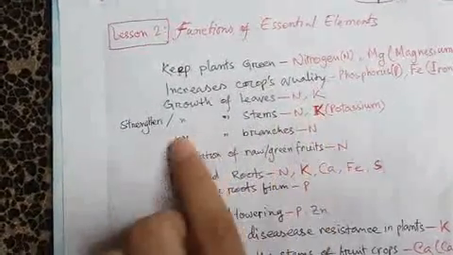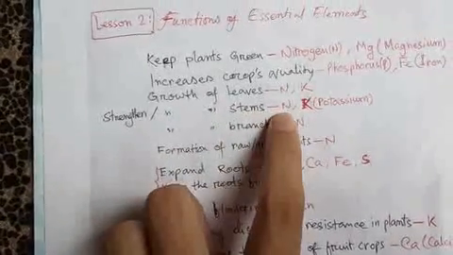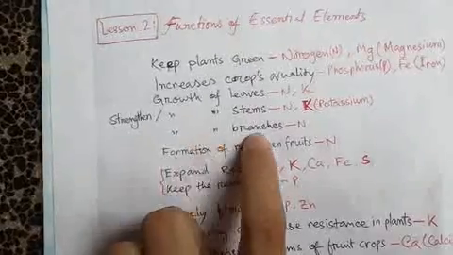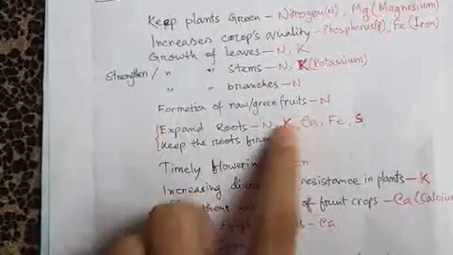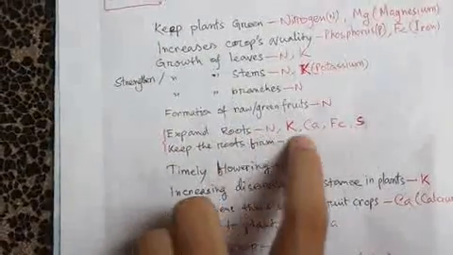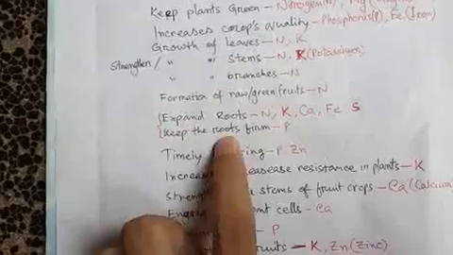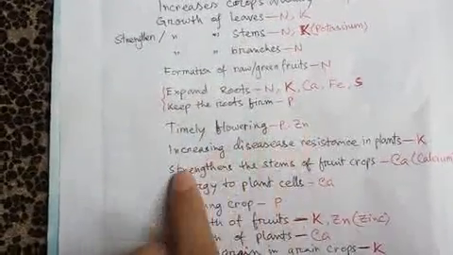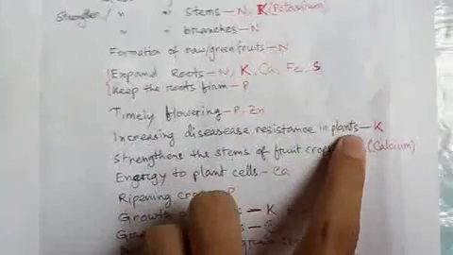Okay, then strengthening or growth of stems, it is nitrogen and potassium. Then growth of branches, nitrogen. Formation of raw or green fruits, nitrogen. Expanding roots, a lot of elements: nitrogen, potassium, calcium, iron, sulfur. Keeping the roots firm, phosphorus. Timely flowering, phosphorus and zinc. Increasing disease resistance in plants, potassium.